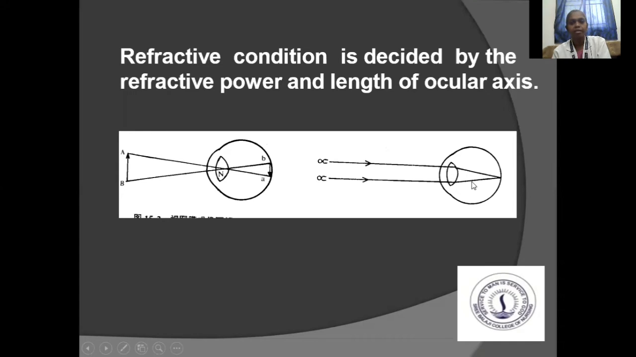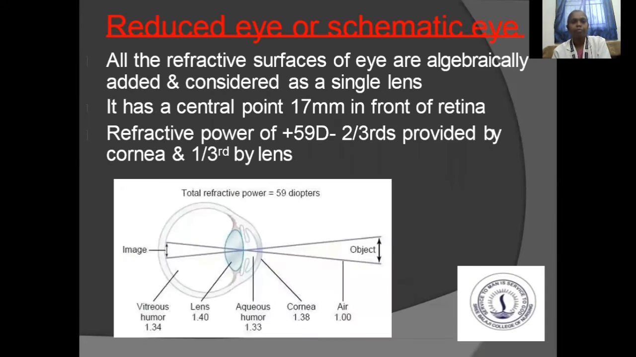If the ocular axis goes beyond the retina, or it stops short, again they are not going to have normal refraction. So it depends upon the refractive power as well as the length of the ocular axis. Both things we have to consider. Why I'm telling you all this: it's based on the refractive power and the length of the ocular axis that we can diagnose what type of refractive error the patient is having. So these are the basic things to keep in mind before diagnosing the actual problem.